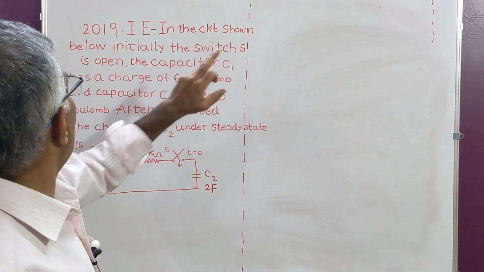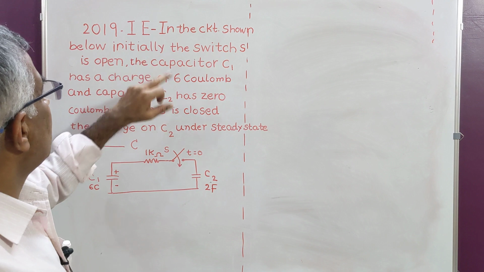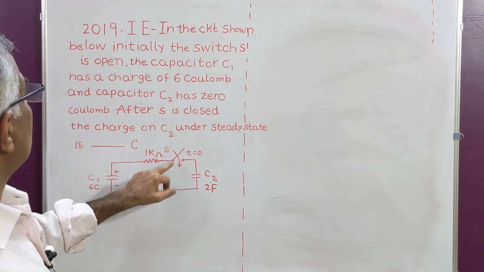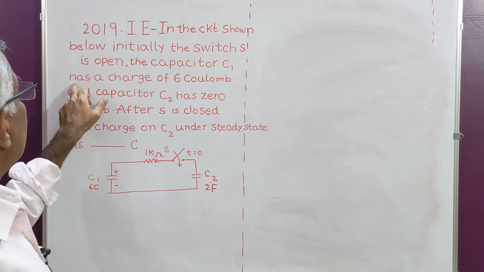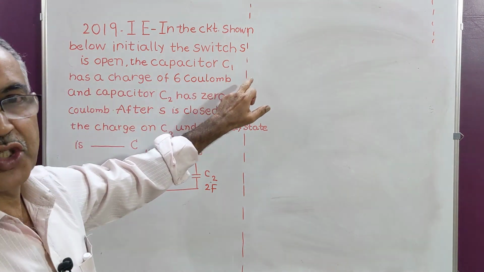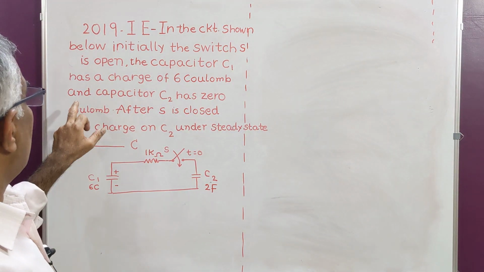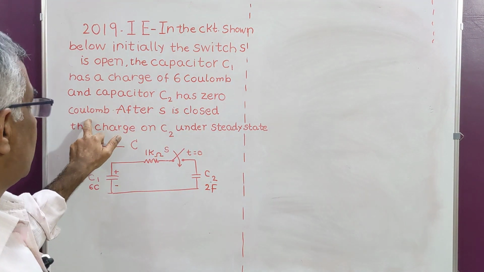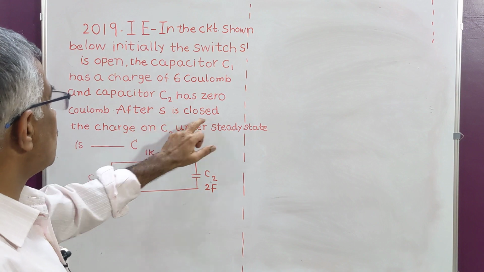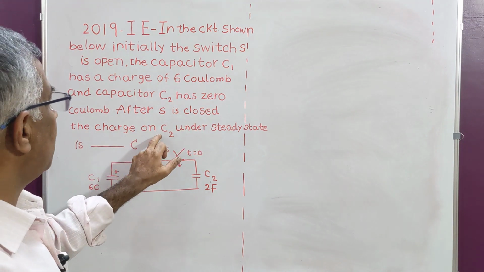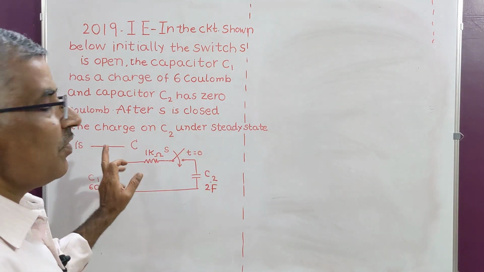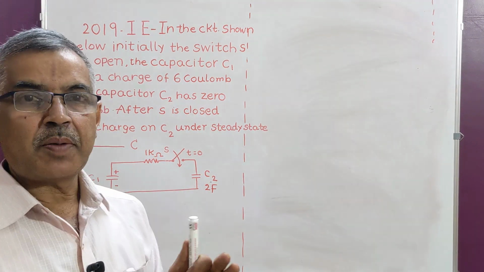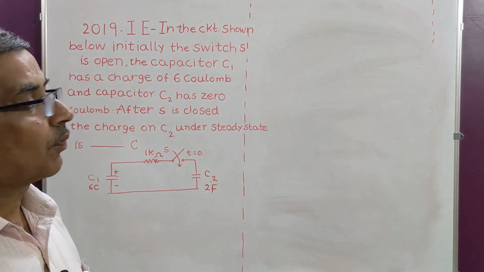In the circuit shown below, initially the switch S is open. The capacitor C1 has a charge of 6 coulomb and capacitor C2 has 0 coulomb. After S is closed, the charge on C2 under steady state is dash coulomb. So this is a basic problem on capacitors.